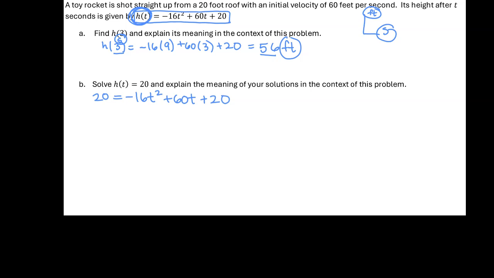First thing here, this is quadratic. We want to solve by factoring in this section. Let's subtract the 20 off of both sides. I'm seeing that just leaves us with the negative 16t squared plus 60t.